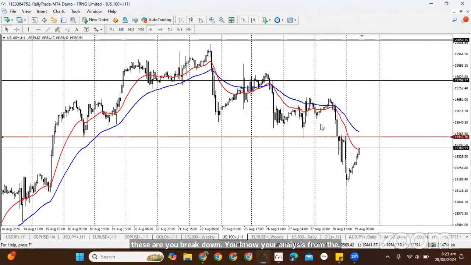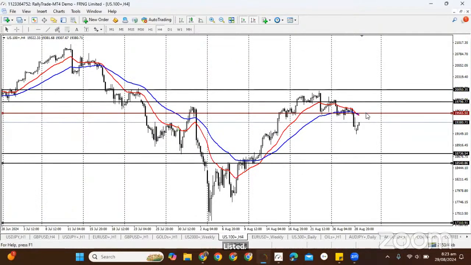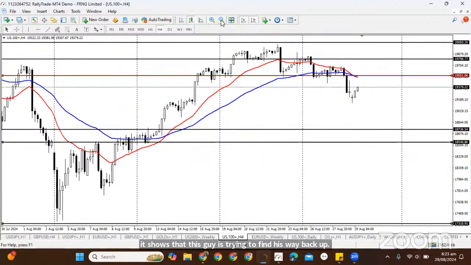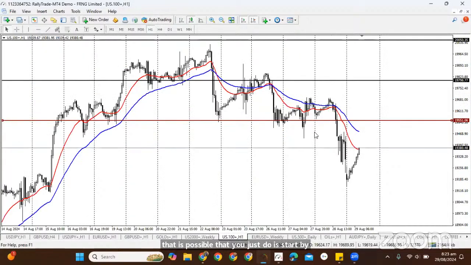of your choice. So if I've missed it, okay, somewhere around there. Let me get it back. This is where the moving average is. So which shows that this guy is trying to find his way back up, right? He's trying to find his way back up. So is it possible that you just do an instant buy on US 100? I would have advised it.